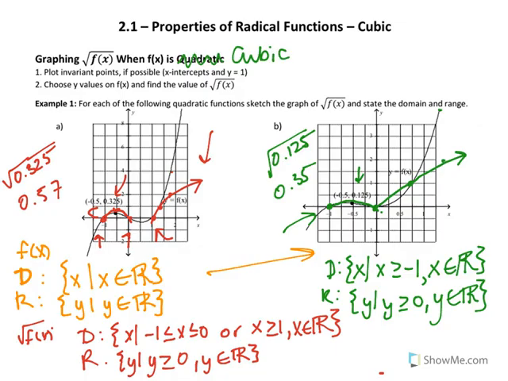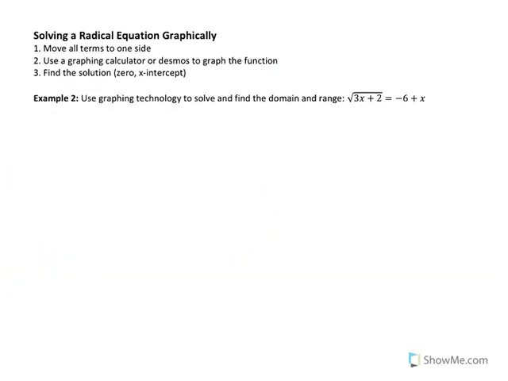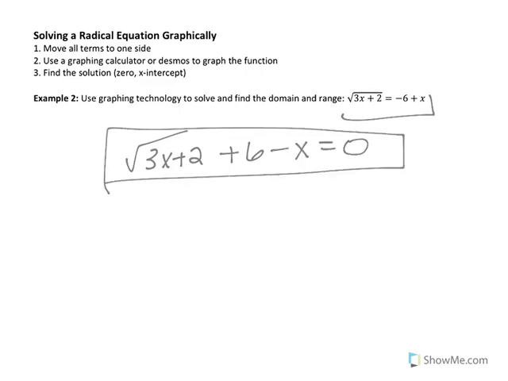Okay, solving a radical equation graphically. This isn't my favorite way to solve things because you have to use Desmos, and I just don't feel like that's a lot of work. But we will do it. What you're going to do when you have an equation like this is you're going to move everything to one side. So +6 and then minus x equals 0. And then this is what you're going to plug into Desmos. And this is going to tell us the answer.